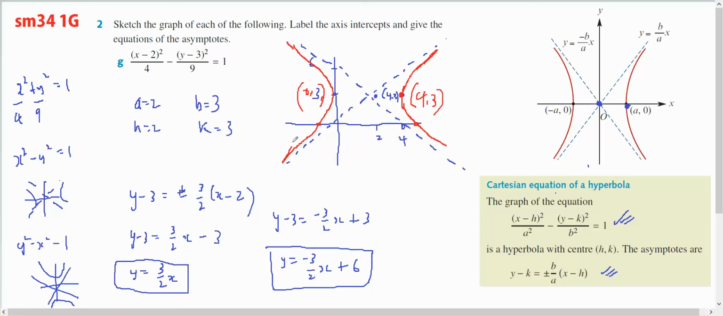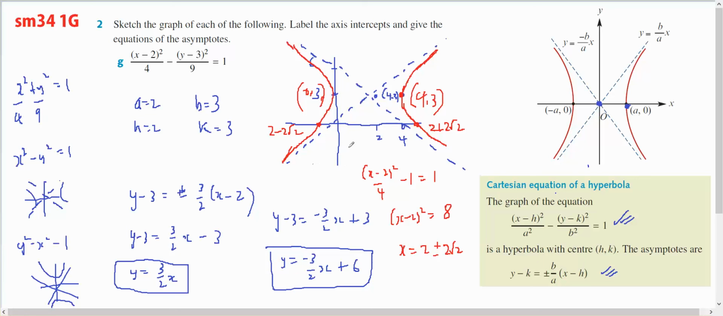To find the x-intercepts, that's when y is going to equal 0. Negative 3 squared will be 9. So I'm going to have x minus 2 squared on 4 minus 1 equals 1. X minus 2 squared equals, move the 1 over, get 2, move the 4 over is 8. X equals 2 plus or minus 2 root 2. So that point there will be 2 plus 2 root 2. And that point will be 2 minus 2 root 2. I've got my x-intercepts labelled.